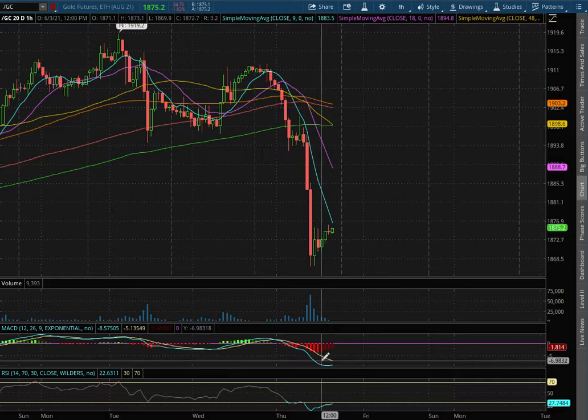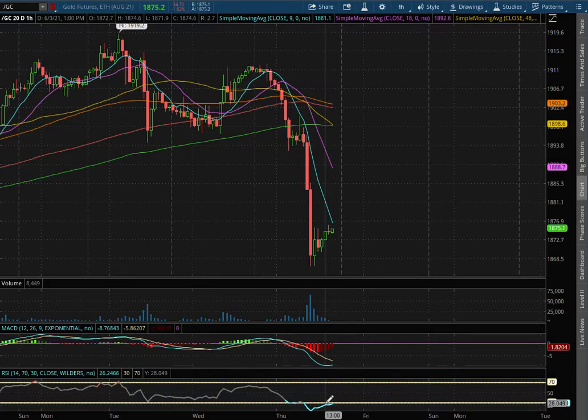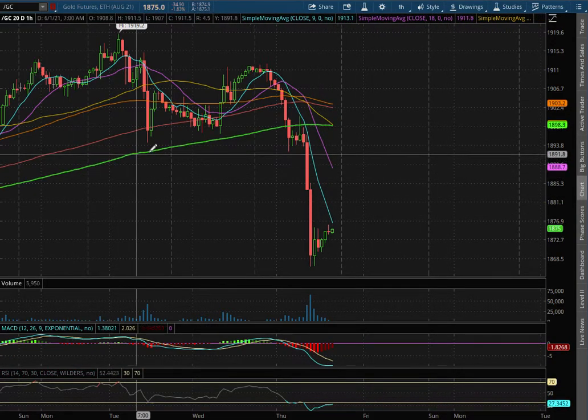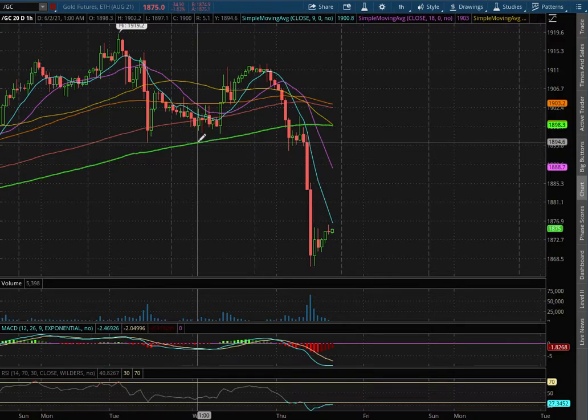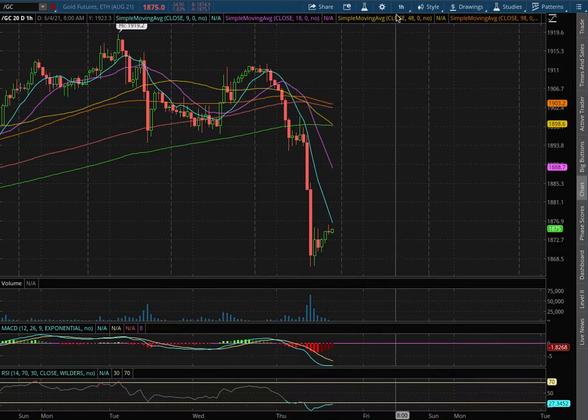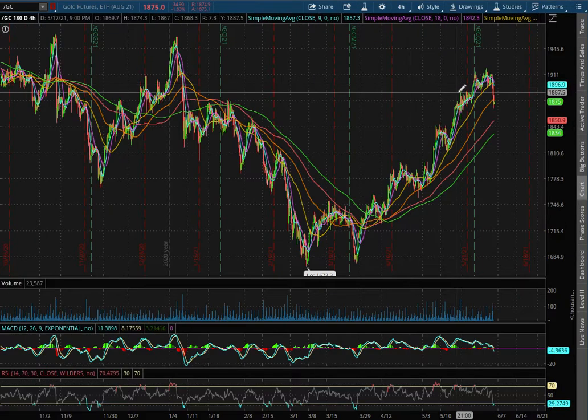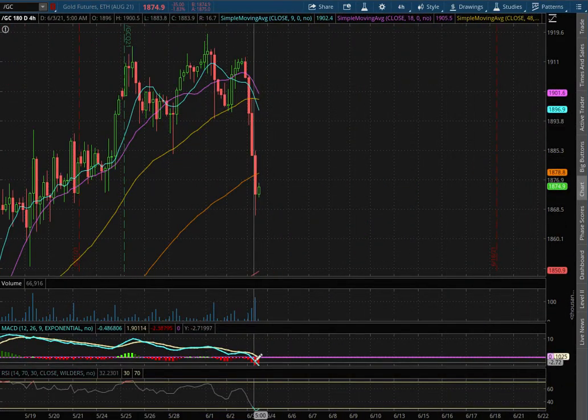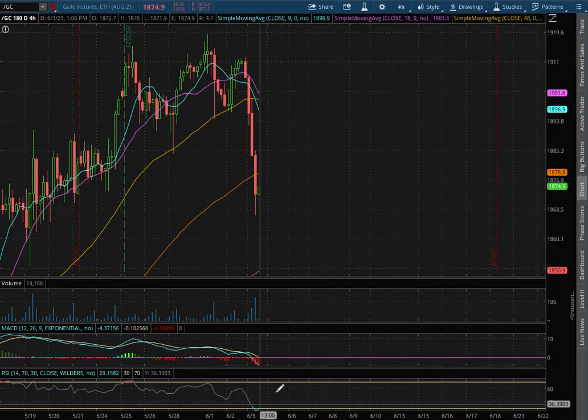We remain in negative MACD. We're still at oversold levels with the RSI. We have broken below the 200 moving average, this green line, which will act as our resistance at a price of $1,898.